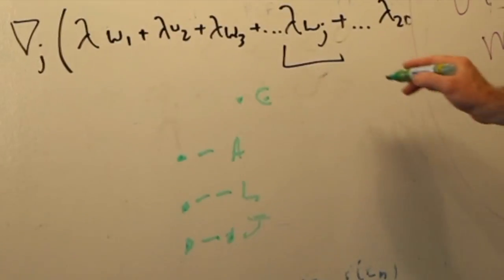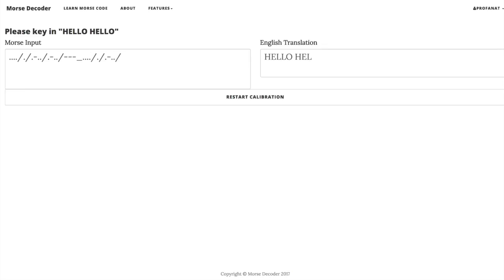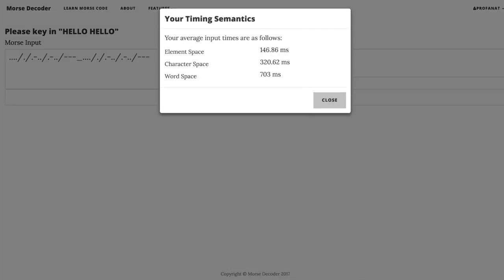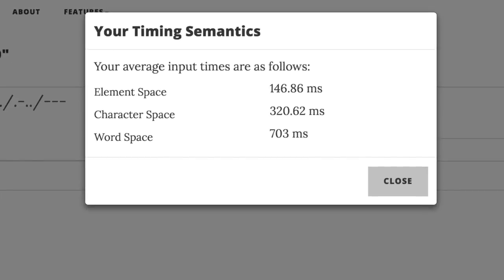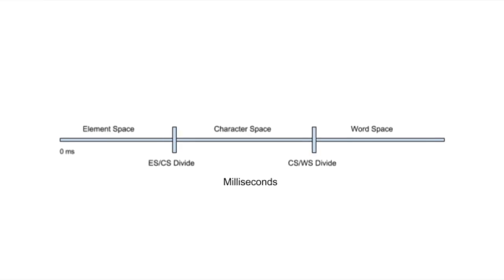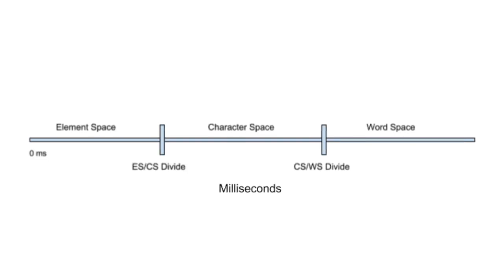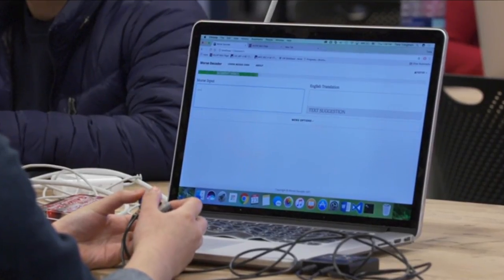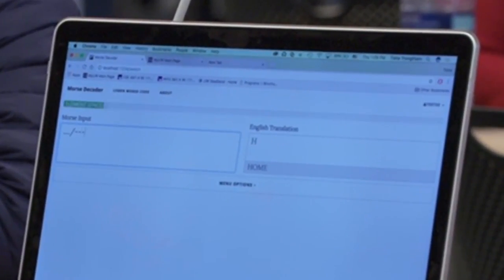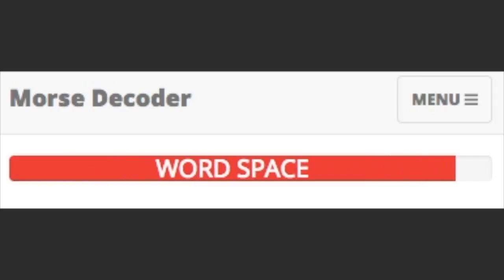Morse Decoder's algorithm relies on the user's initial calibration speeds. Shown here are the average input times for each type of space during the calibration phase. The user's space information is used to calculate 2 dividing times that separate element, character, and word spaces. When the user inputs new Morse code, the timing is compared against the dividing lines and the input is classified into the proper type of space.